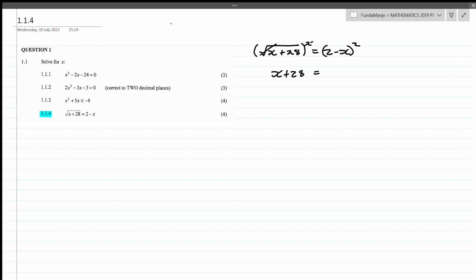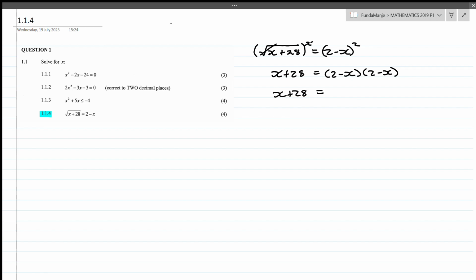we expand this bracket over here. There are two ways in which you can do it: there's a shortcut, or you can expand. In this example, I'll expand. So 2 minus x and 2 minus x, then x plus 28. Over here, we're going to FOIL these brackets out. We're going to multiply them out.